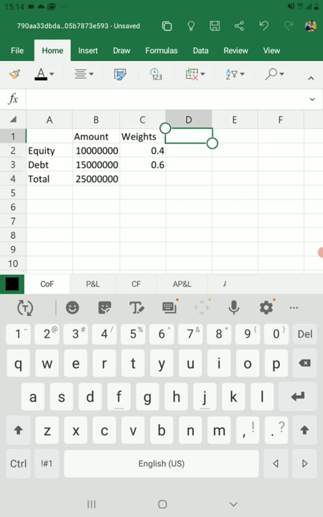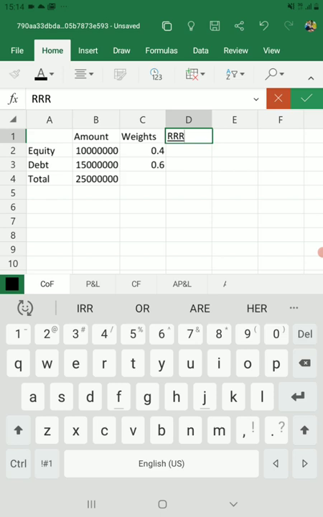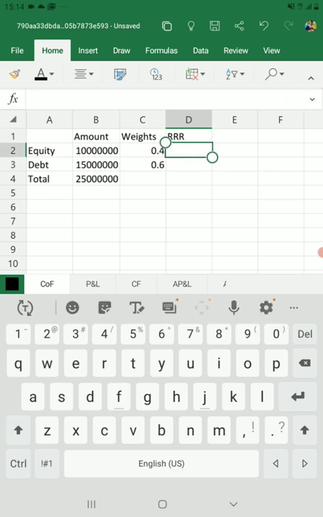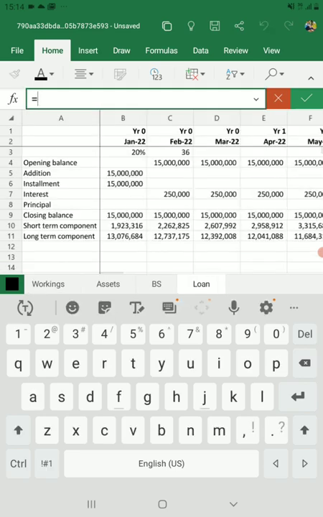And then here we are establishing the required rate of return. For the required rate of return for equity, we will need some explanation there. For debt, because it is given, we are going to pick it from our loan sheet. So I start with an equal sign here and then go to the loan sheet and pick the annual interest rate, which is 20% for this loan we have taken for this business.